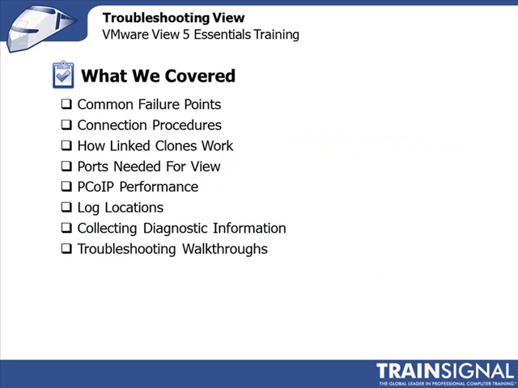So let's wrap up with a quick review. We started off talking about some of the common failure points that a View infrastructure may run into. Everything from network connectivity to common issues that you'll see with the virtual desktops themselves and creating the virtual desktops. Then we talked about the connection procedure in order to help you understand what steps are taken during the connection to a vDesktop. Then we talked about how linked clones work, specifically to help you understand what the different components are under the covers, and how to pull the covers back in order to make modifications when necessary.